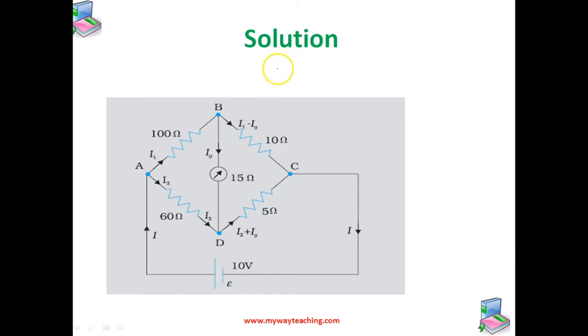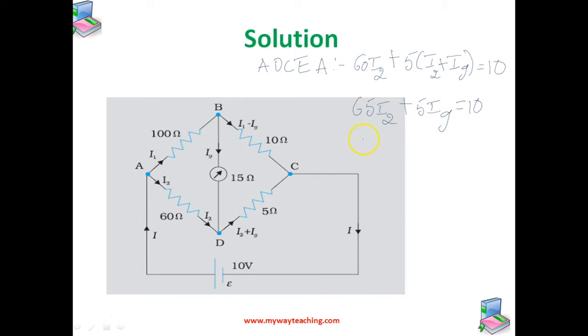If you consider the mesh ADCEA, this mesh, then we get 6 I2 plus 5 I2 plus IG is equal to 10. That is, 65 I2 plus 5 IG is equal to 10.